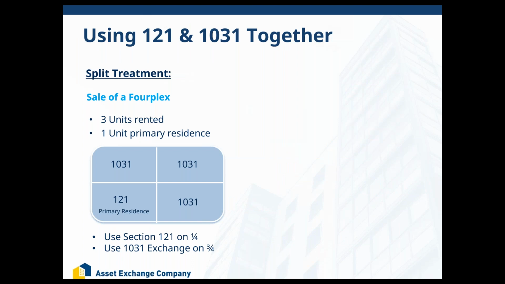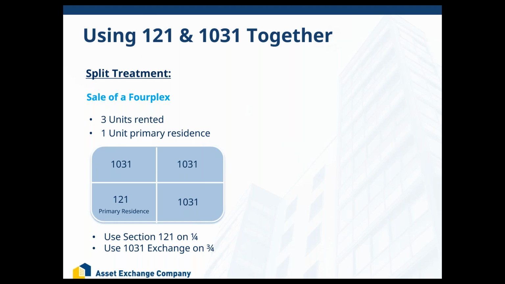Now, what if we wanted to buy, let's say, a fourplex? We want to live in one of the units as our primary residence, but those other 3 units we're going to rent out. That's going to be the investment portion of it. Same thing: when you go to sell it, did you own it for 5 years and live in it for any 2 out of those 5 years as your primary? If you did, you can do the combination of the 121 and the 1031. So for 1/4 of the gain, you claim the 121, and that portion is tax exempt. Then for the other 3/4 of the gain, you claim a 1031, and you pay no tax.